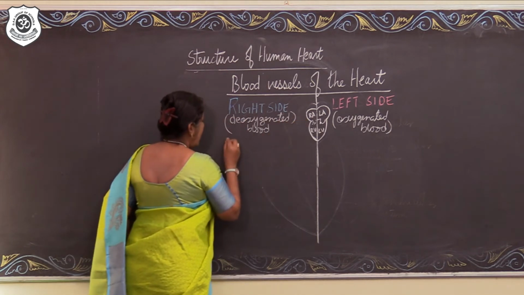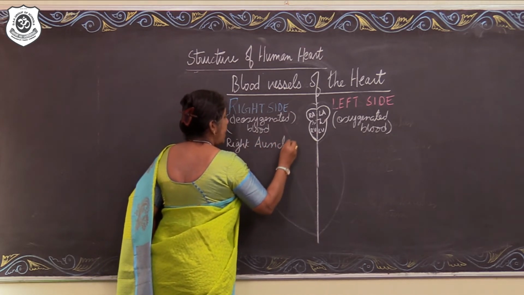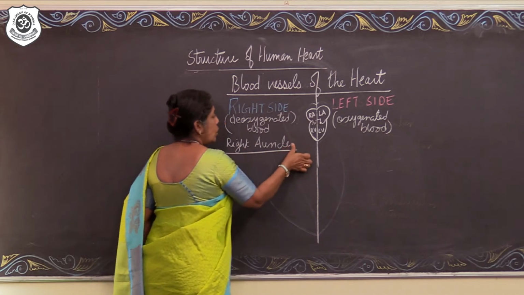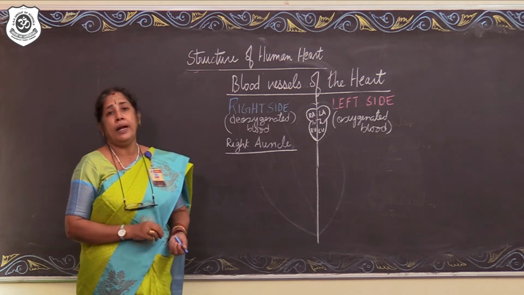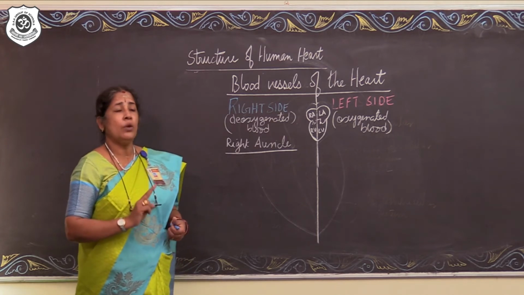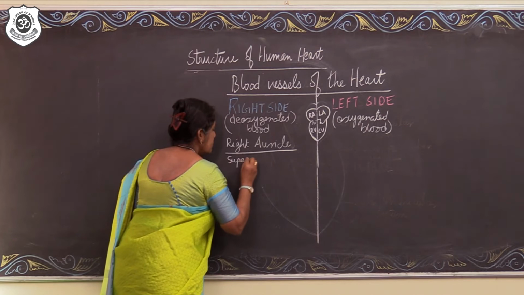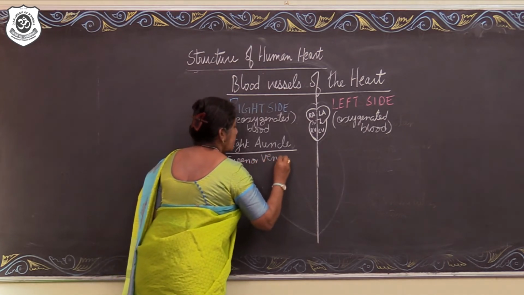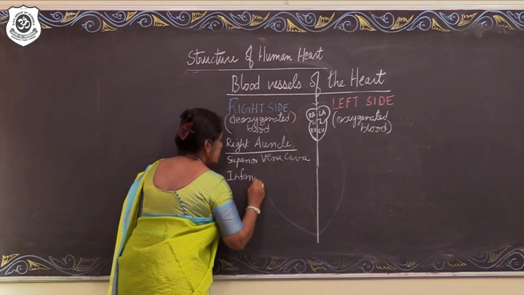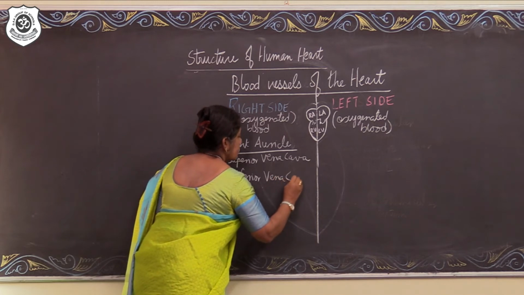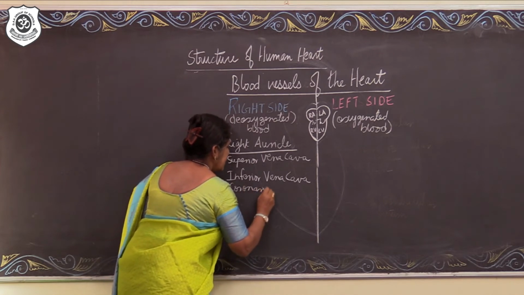So first we will take up the right auricle. Now, as we have already seen, the auricles are the receiving chambers. So, the right auricle is going to receive deoxygenated blood brought by two main veins, namely the superior vena cava, the inferior vena cava, and the coronary sinus.